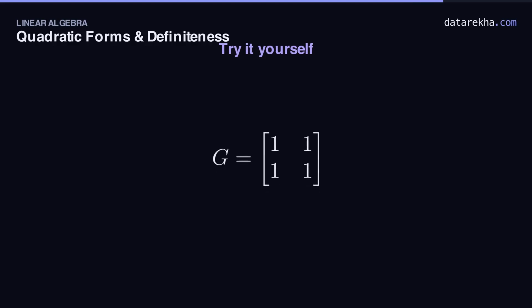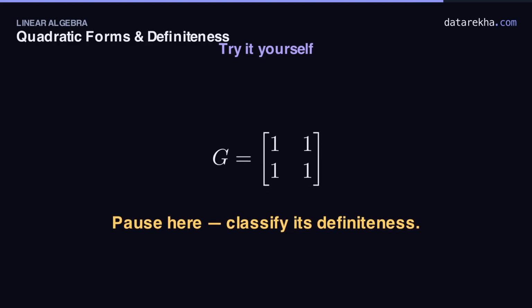Your turn. Here is a matrix G with all 4 entries equal to 1. Pause the video and classify it. Bowl, dome, saddle, or something in between. Use whichever test you like.